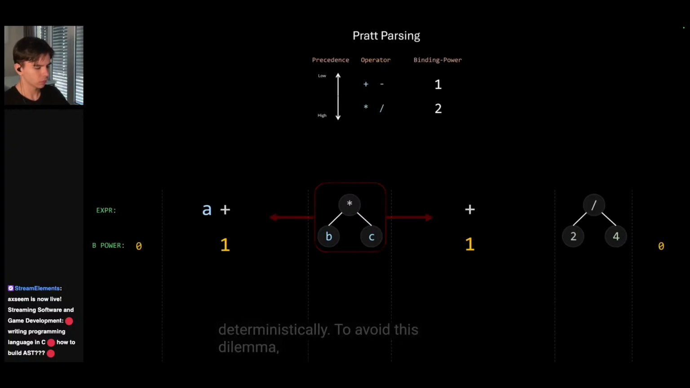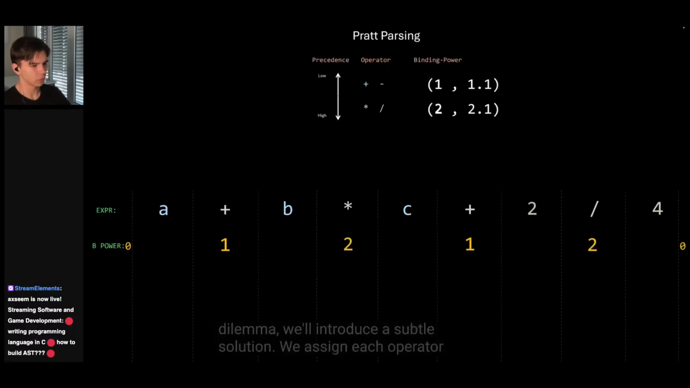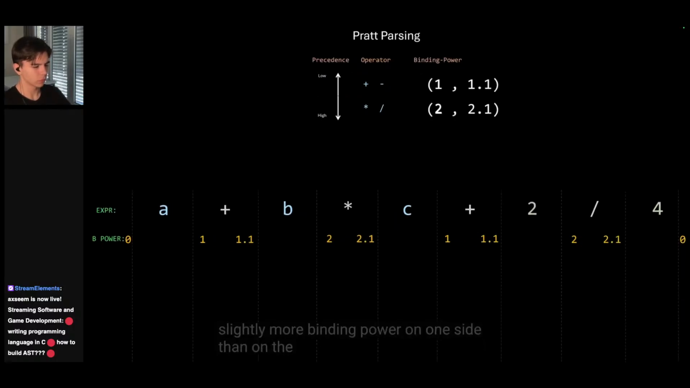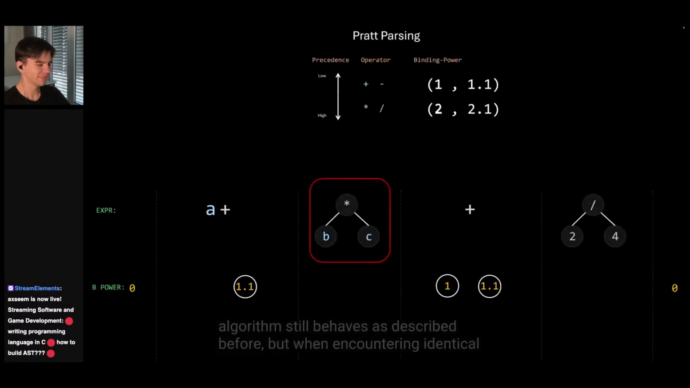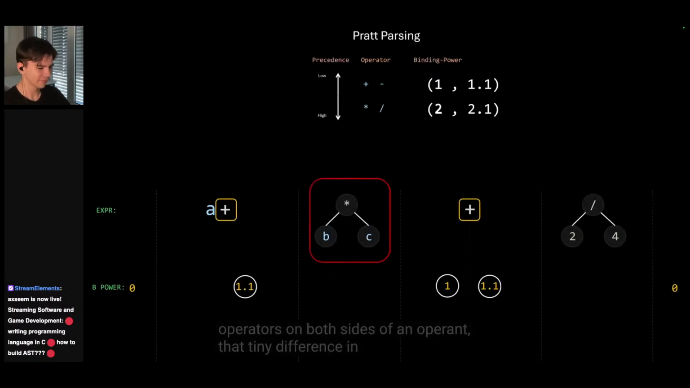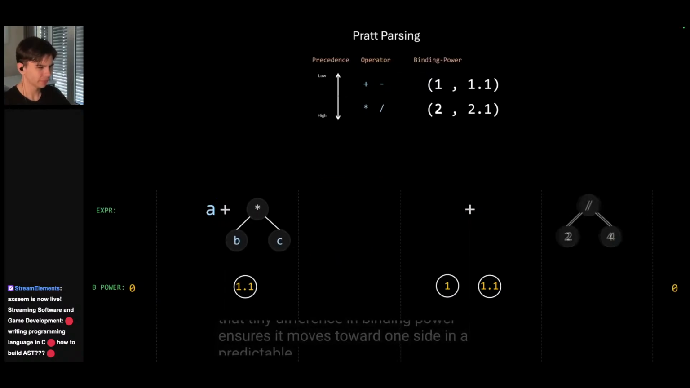To avoid this dilemma, we'll introduce a subtle solution. We assign each operator slightly more binding power on one side than on the other. That way, the algorithm still behaves as described before, but when encountering identical operators on both sides of an operand, that tiny difference in binding power ensures it moves toward one side in a predictable and testable way.